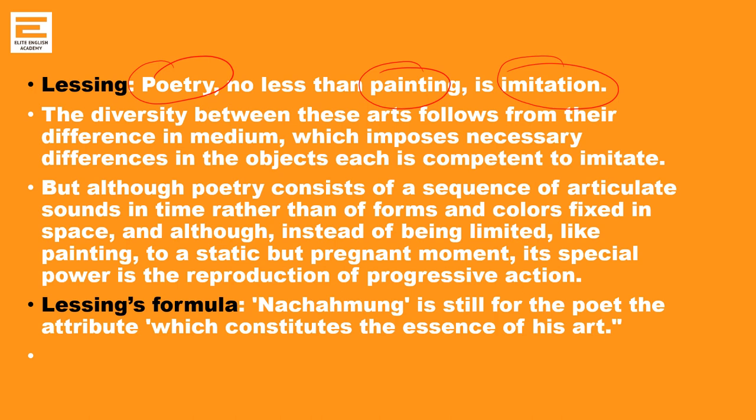Then his formula is Nachahmung is still for the poet the attribute which constitutes the essence of his art. So you need not get confused. This particular word is a Germanic word which means imitation. So what is more important for an art? Just imitation. Especially for poetry, what is more important? Imitation.